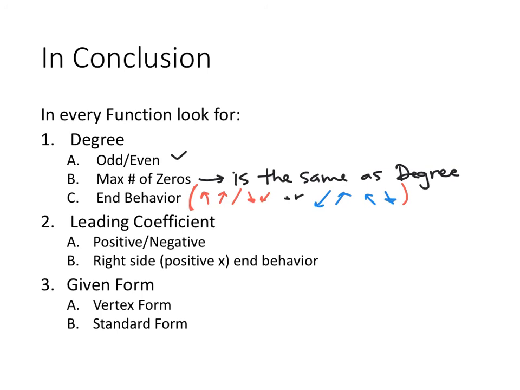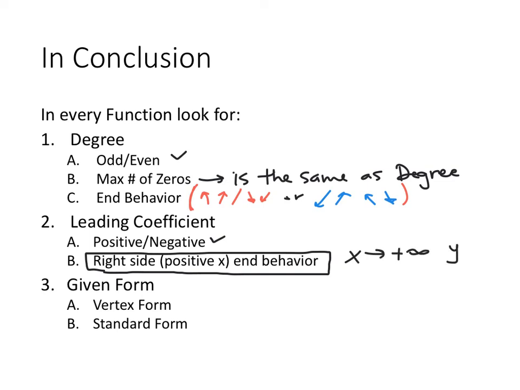And going into that leading coefficient, it's going to be either positive or negative. And so what that helps us with is the leading coefficient tells us the right side, or positive x, end behavior. So depending on what that leading coefficient is, we can always say that as x goes to positive infinity, it'll immediately tell us what y is going to go to. If the leading coefficient is positive, y will go to positive infinity. If the leading coefficient is negative, y will go to negative infinity. And then for the other one, we can either do the same thing or the opposite, depending on what the degree is.